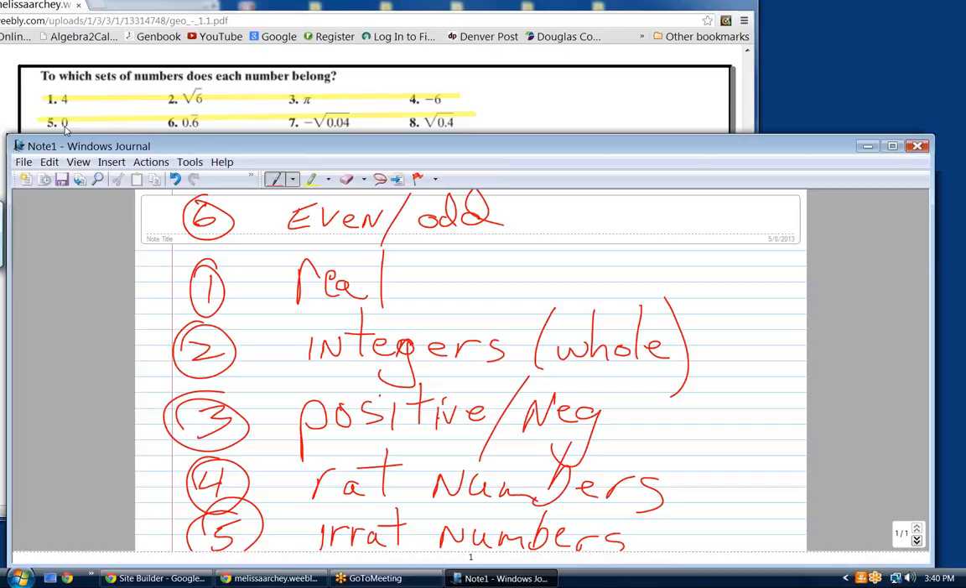And it's rational. Okay. Let's look at this one. This line over the 0.6 means it repeats. That means it's 0.6666666. Right. It's real. It's neither even nor odd. It's not an integer. It's positive. Is it rational or irrational? It'd be irrational because it repeats on and on.